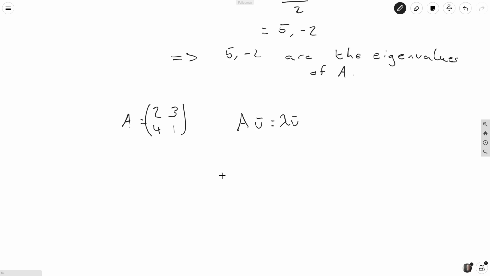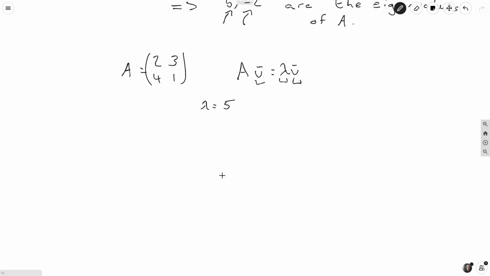Now, you might remember earlier on I said that we couldn't solve this equation because it wasn't the kind of equation we were used to. We didn't know what this v bar was, we didn't know what this lambda was. Admittedly, these are the same v bar, but we didn't know anything about it. However, now we know lambda is either equal to 5 or lambda is equal to minus 2. So we can just set lambda equal to 5 first, and then lambda equal to minus 2, and we'll find all our eigenvectors. So first, let lambda equal 5.